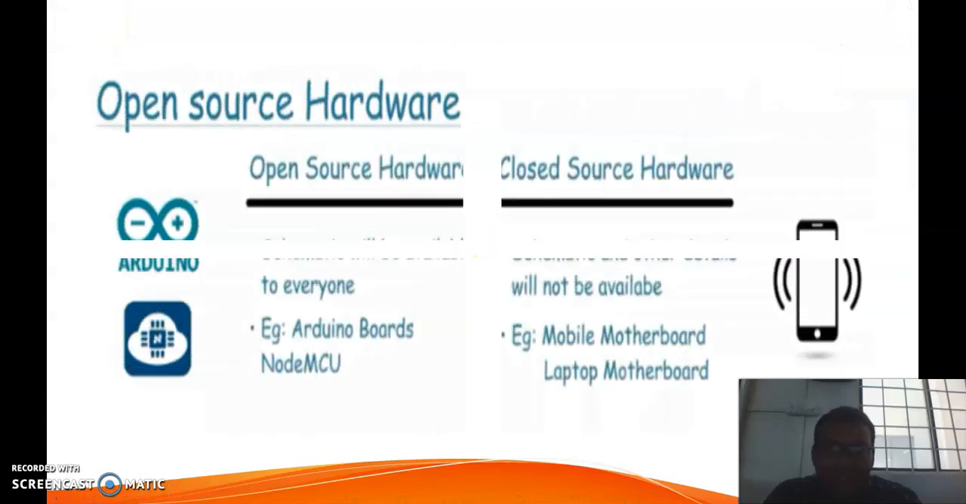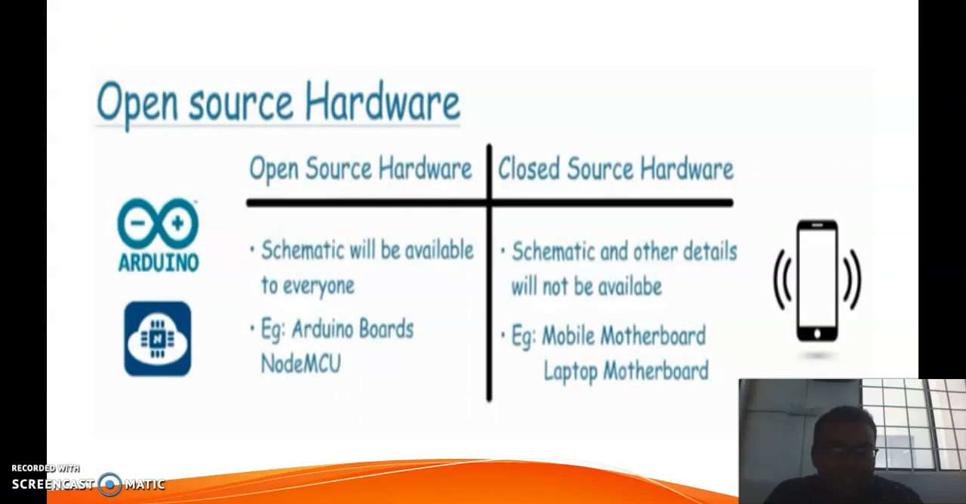Next we will discuss open source hardware and closed source hardware. In the case of open source hardware, its schematic will be available to everyone. For example, Arduino boards. Arduino boards are freely available in the market. Whereas in the case of closed source hardware, the schematic and other details will not be available. For example, mobile phone motherboards and laptop motherboards are not freely available in the market. Arduino is an example of open source hardware, which is why we are using the Arduino board.